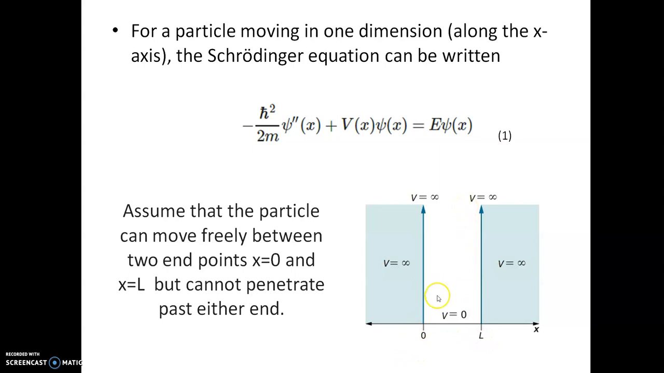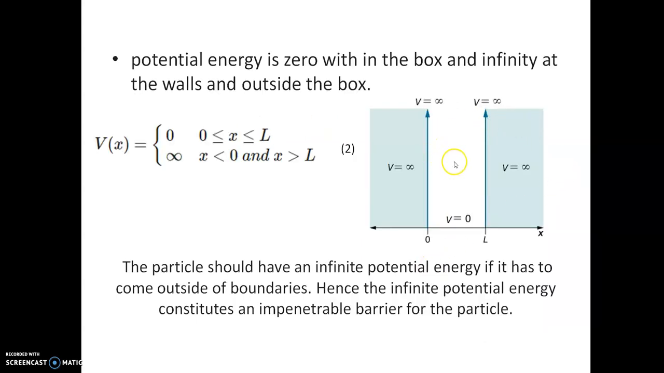This box is having two boundaries at x equal to 0 and x equal to L. So, the particle can move along the x-axis and it can have only limited energy. The potential energy of the particle is 0 within the box. The potential energy outside the box and at the boundaries is infinity. Do you see that?